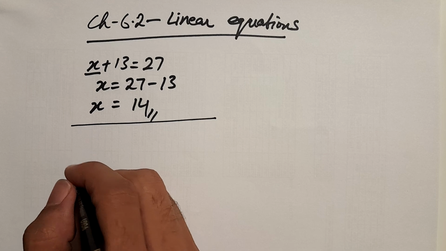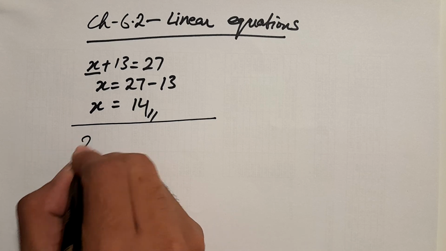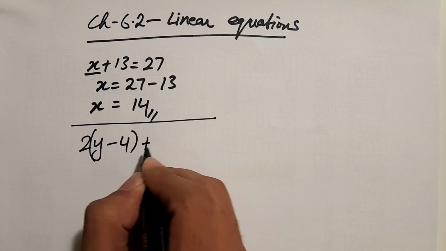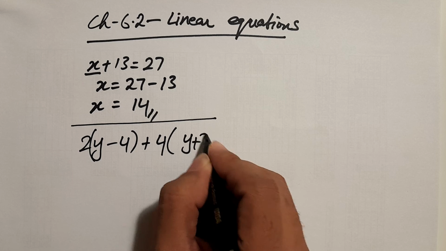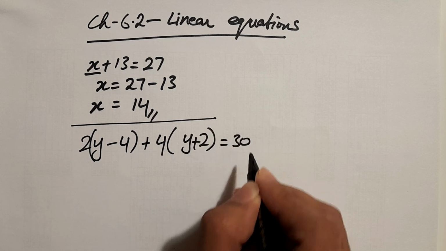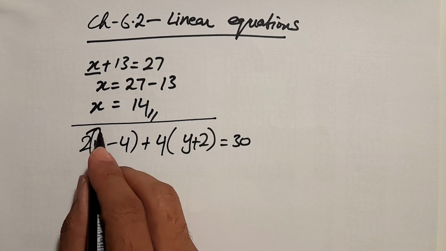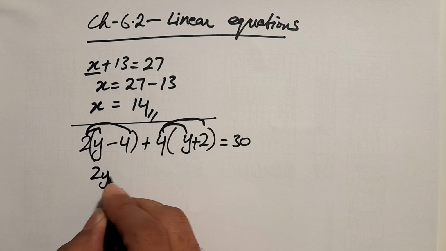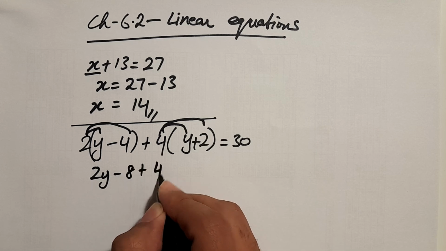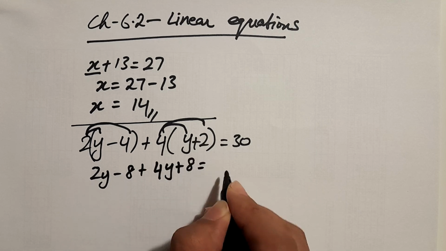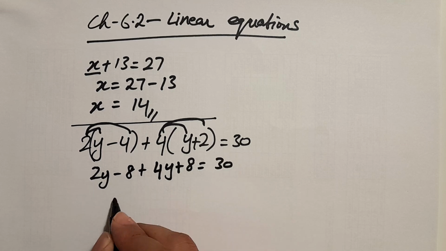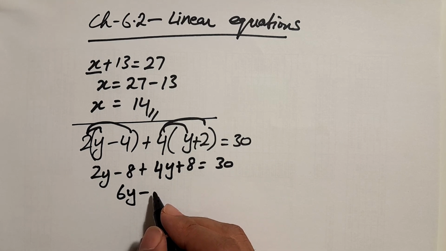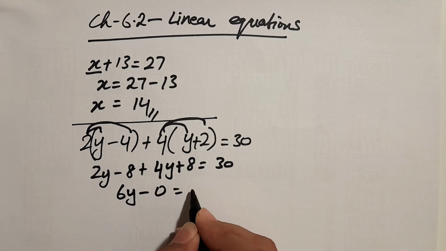Another equation is if we have 2y brackets 2y minus 4 plus 4y plus 2 is equal to 30. So we will expand this: 4 with y and 4 with 2. So 2y minus 8 plus 4y plus 8 is equal to 30. So 2y plus 4y is 6y, and minus 8 plus 8 will be cancelled out.